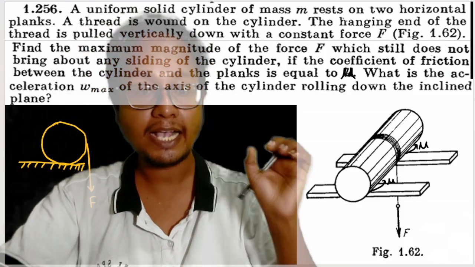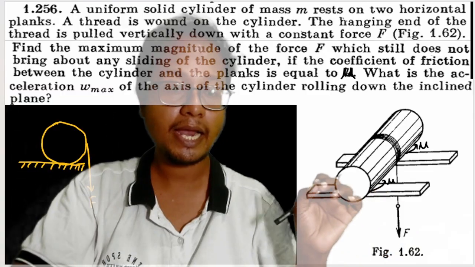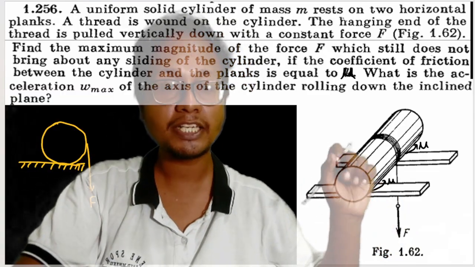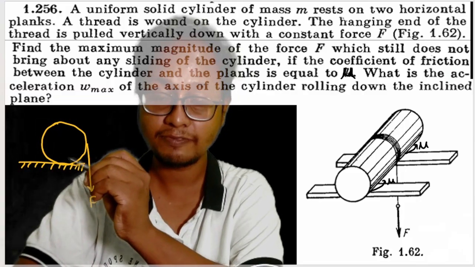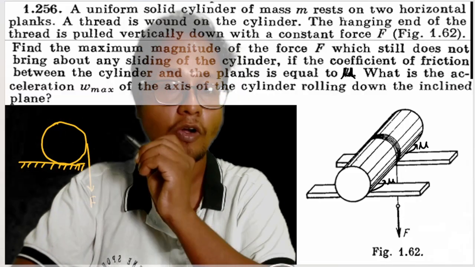The trick is to assume that there is no friction. After assuming no friction, find out the direction of rotation. Once you get the direction of rotation, then look at the surface. In which direction is the surface trying to slip? The friction force will act in the opposite direction.